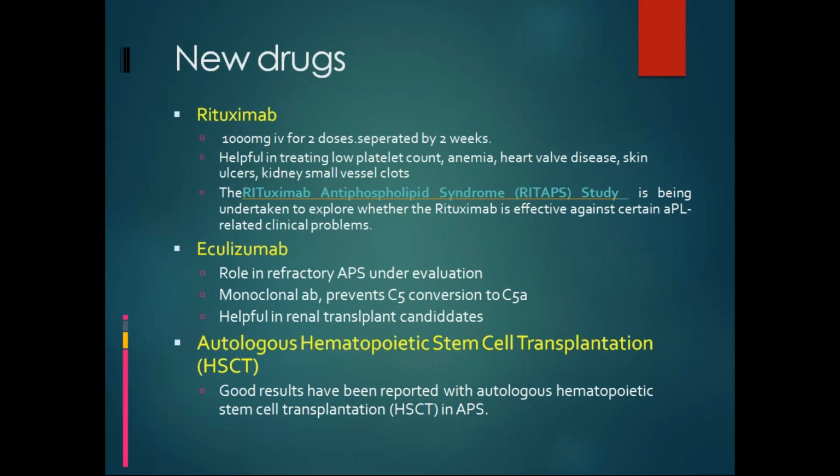These are all the new drugs which may be used for future examinations: rituximab, eculizumab, and autologous hematopoietic stem cell transplantation. Remember the name rituximab. You are going to hear this name many times in your future, and it can even be given for APLA. As I already said, just remember the basic things first and go through this question once. It's an important question, no doubt. It can be given in theory examinations. Thank you.